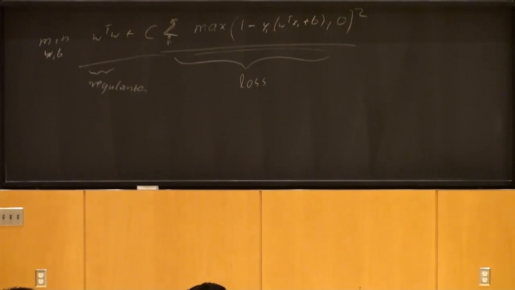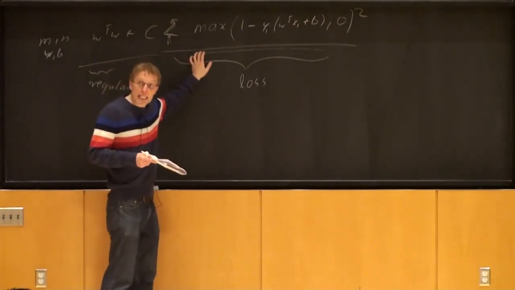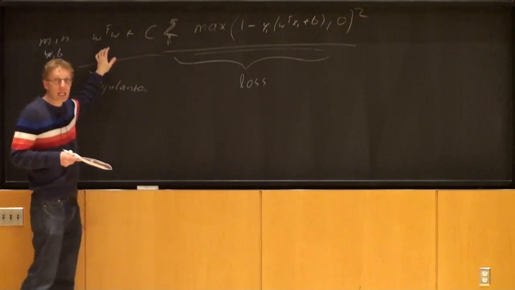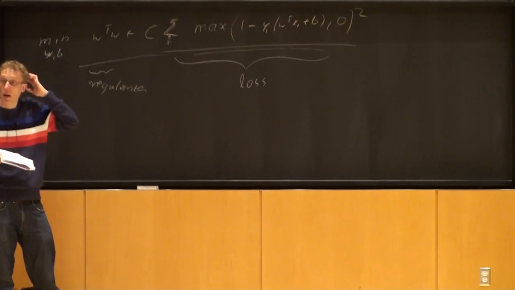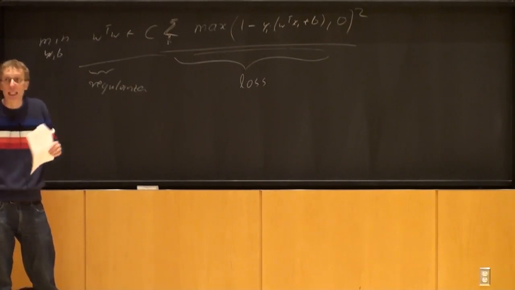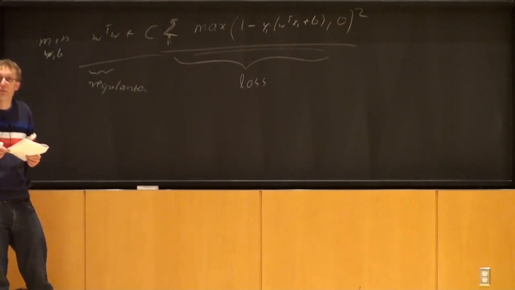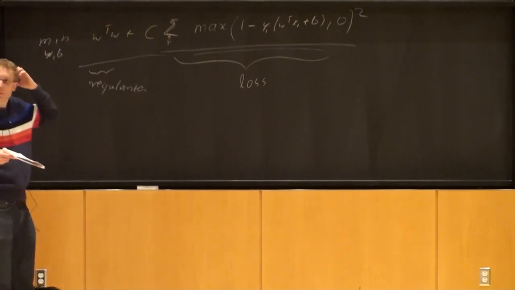So what we would like to do is find an answer that explains our training data and is as simple as possible. In this case, simplicity is measured by the squared norm of our W vector. It turns out that translates into having a large margin, if you think of it from the SVM perspective. But you can also just think of it as a small norm being a simpler answer. Okay, any questions about this?